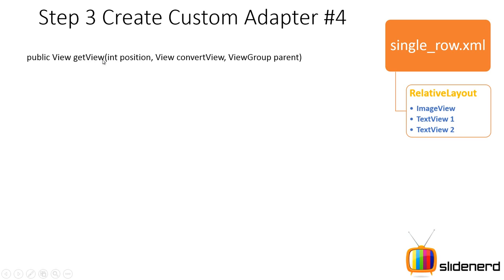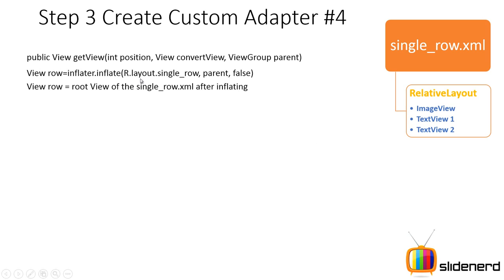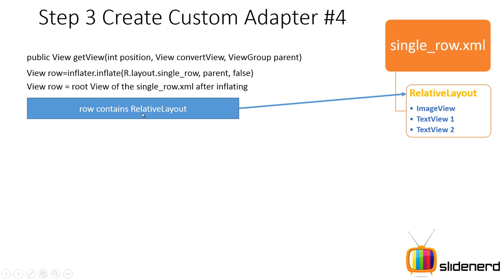So in our getView method, the first step we need to do is convert this XML based description into a Java object. For that, I use this layout inflater. I've discussed layout inflation in my other videos. If you haven't seen them, please go ahead and check them out. So I say inflater.inflate, and this view row object contains a reference to this relative layout after the inflation has been performed. Inflation is nothing but the process of converting your XML based appearance into a Java object that I can use in my code. At this point, row contains my relative layout.